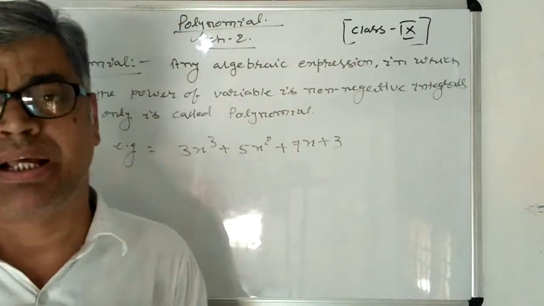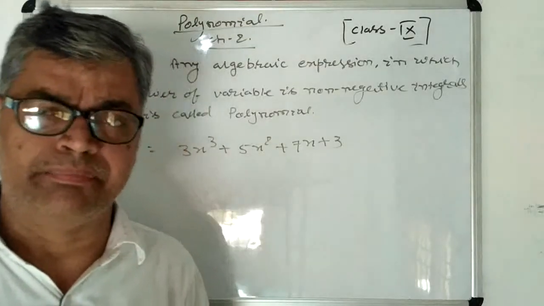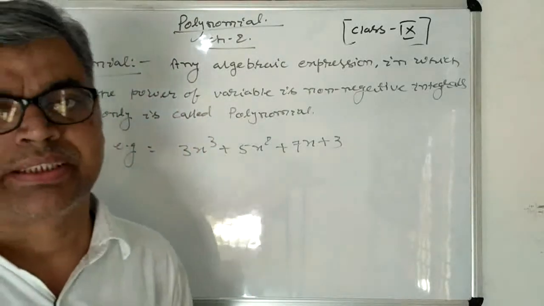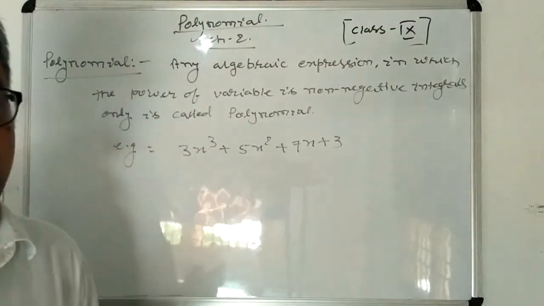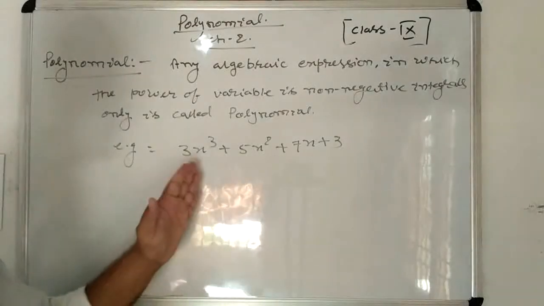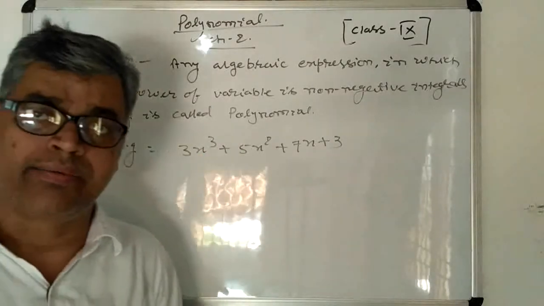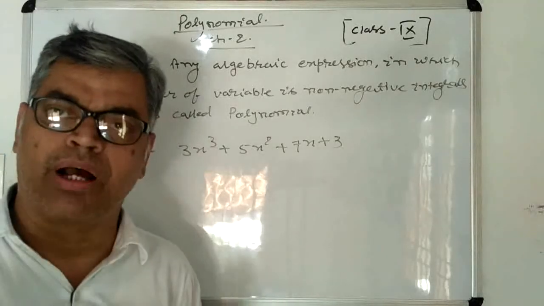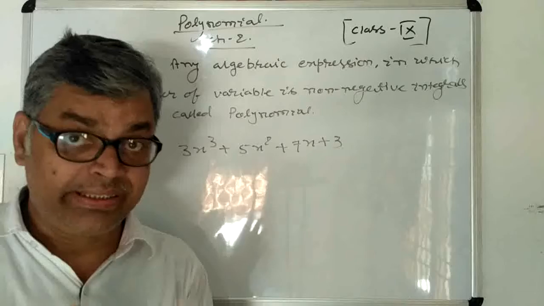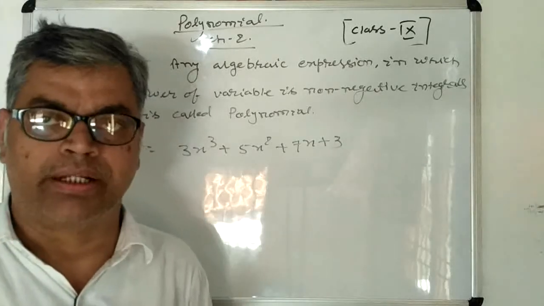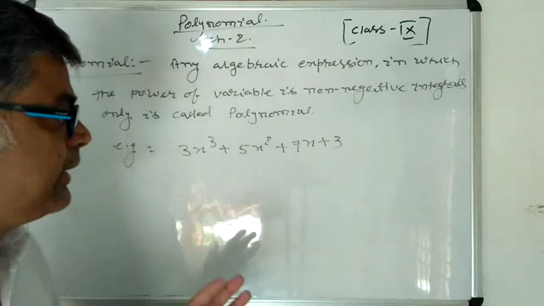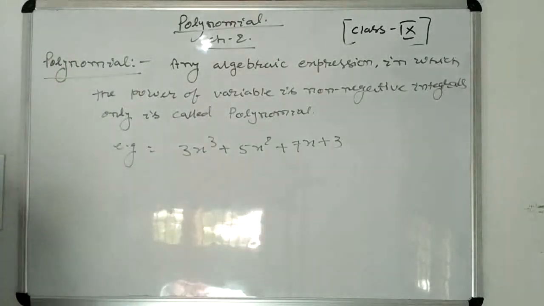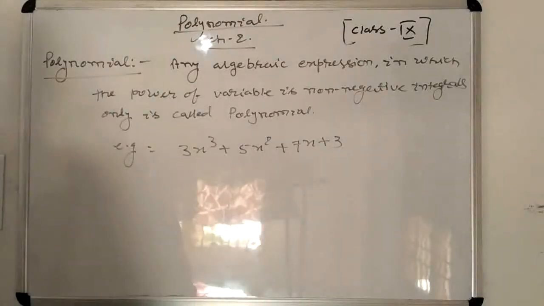The power of the variable must be non-negative. Non-negative numbers start from 0. Positive numbers start from 1. So 0 is a non-negative number. And their power is an integer only: 1, 2, 3, 5, 6, any one. But it is not rational, not a fraction, not a decimal. Then it is called a polynomial. So this is the definition of a polynomial which you should know.